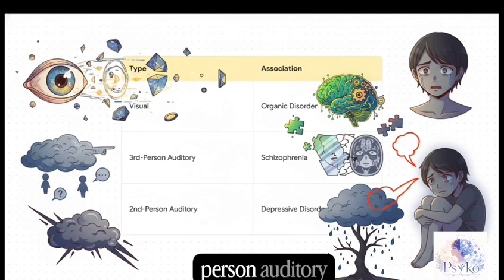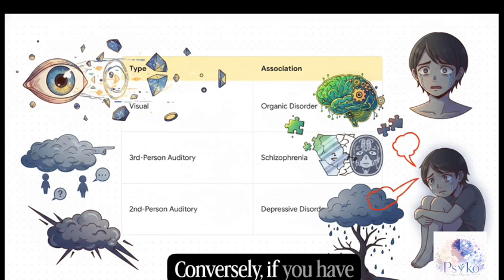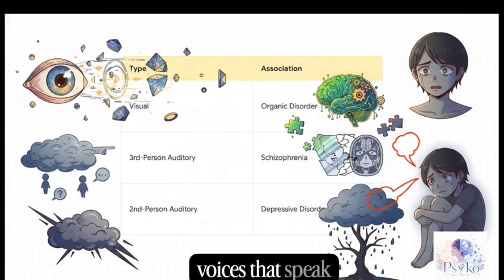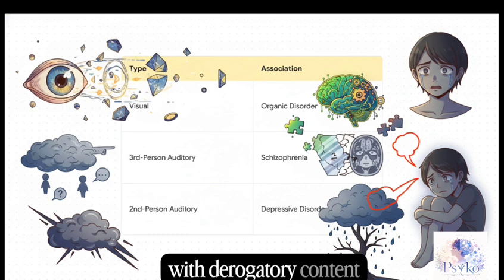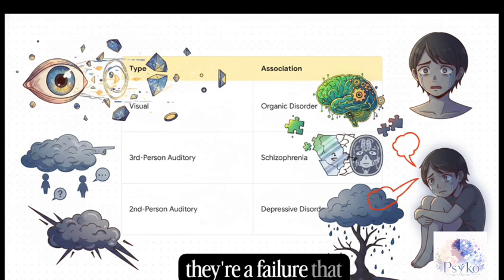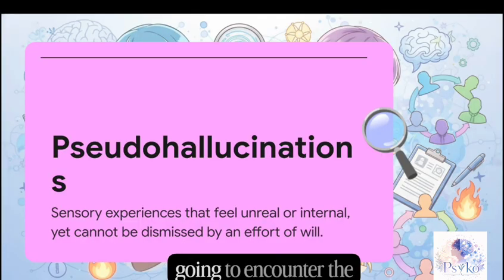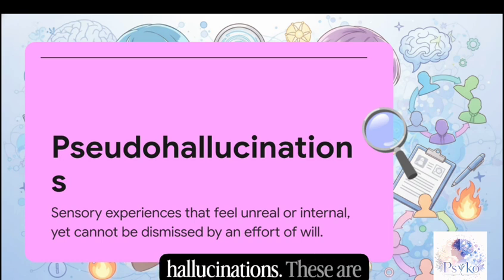On the other hand, third-person auditory hallucinations, where voices talk about the patient, saying things like he is doing this or she is bad, point heavily to schizophrenia. Conversely, if you have second-person auditory voices that speak directly to the patient with derogatory content, literally telling them they're a failure, that strongly suggests a severe depressive disorder. You're also definitely going to encounter the term pseudo-hallucinations.